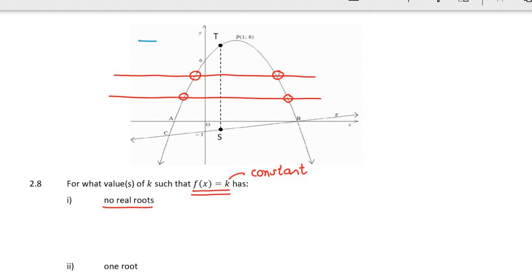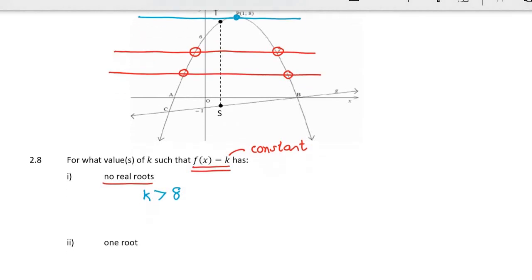Now if I draw a horizontal line that hits the turning point, there is 1 place where the graph goes through 8. Anything above 8, the graph will not hit at all. So when k is greater than 8, your parabola will never get to that level. And so in this particular question, if you want no real roots, you need k greater than 8. There's no time that the graph will get up to above 8. Now, these are all related. All these questions about k are generally centered around the turning point.